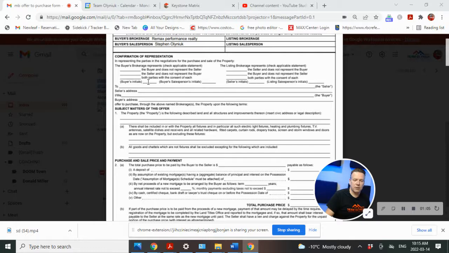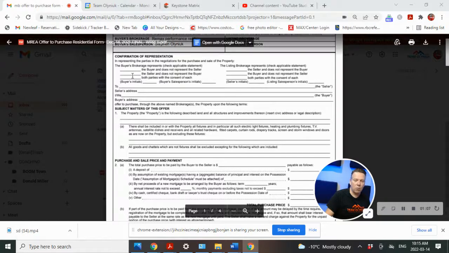So you'll have the buyer initial here, and one of these three will be checked off, as well as the same thing for the sellers. The seller will initial here, and one of those three will be checked off. Buyer's initials will go right here. Seller's initials will go right here.